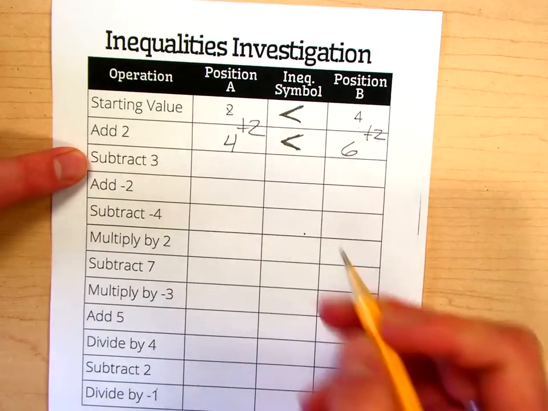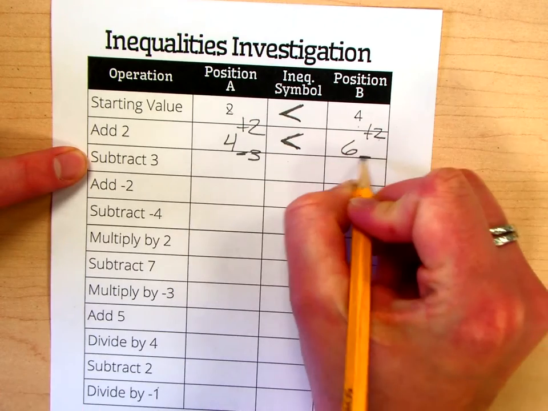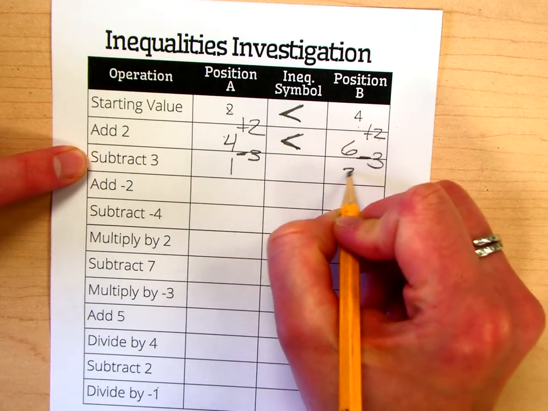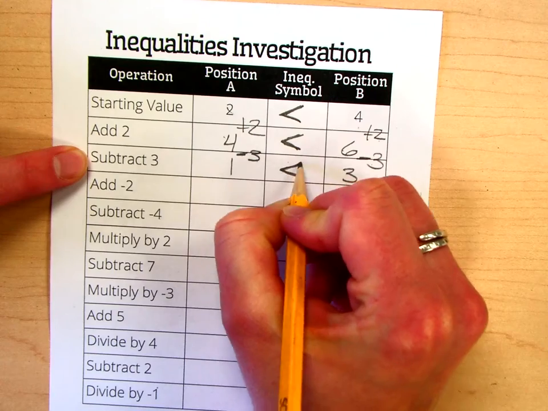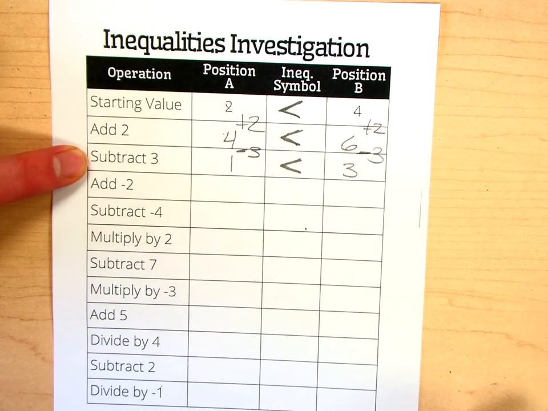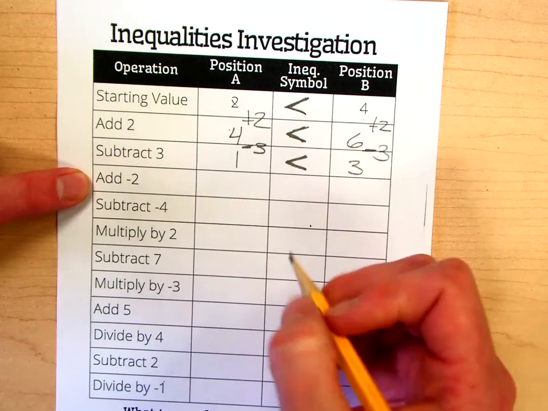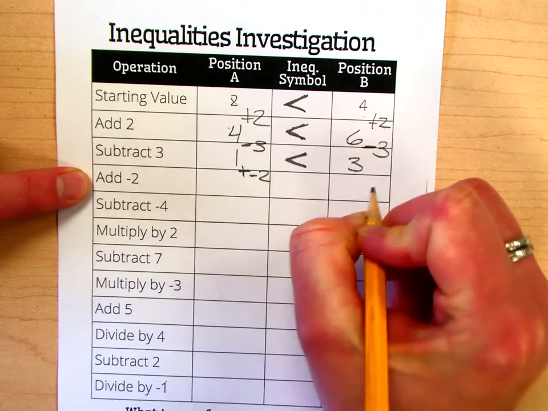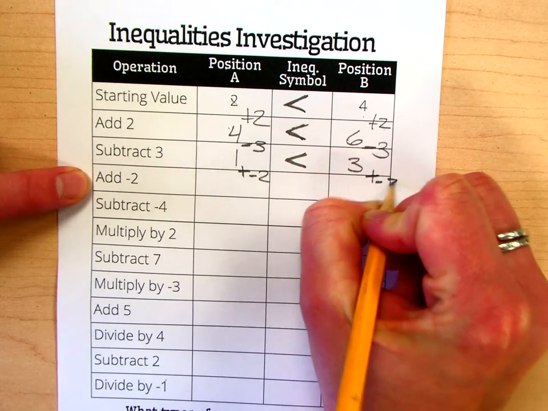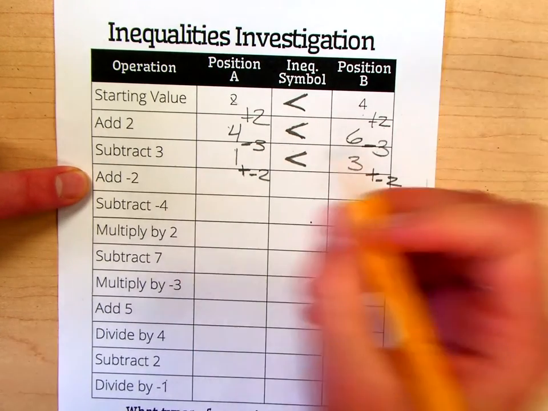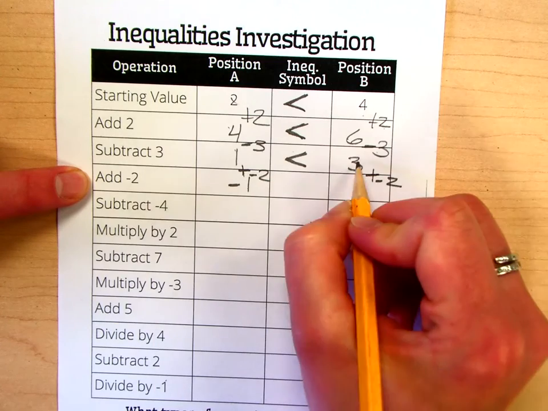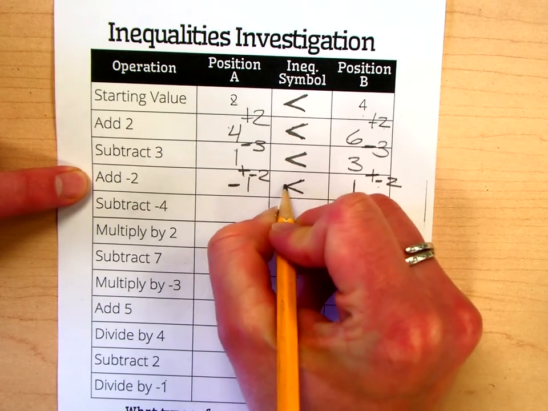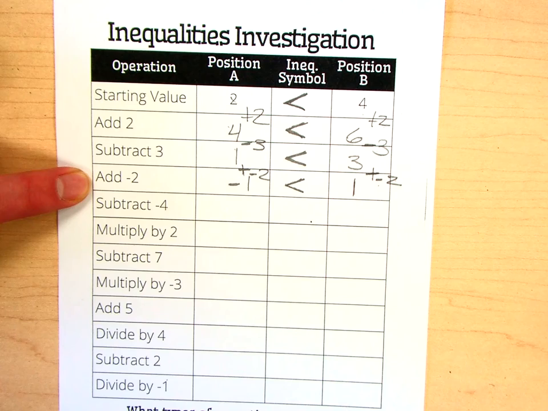Going on, subtract 3, so now I'm going to subtract 3 from both sides. 4 minus 3 is 1, and 6 minus 3 is 3. The alligator is still going to eat 3 because that is the bigger number. Next line, it says we're going to add -2 to both sides. So plus -2 plus -2. Alright, 1 plus -2 is -1, and 3 plus -2 is regular 1. 1 is still bigger than -1, so my alligators are going to stay the same.